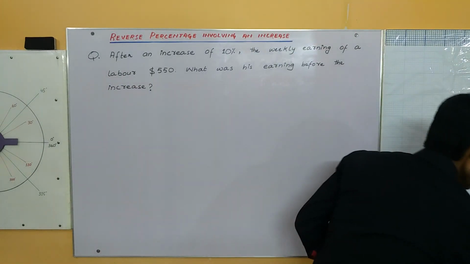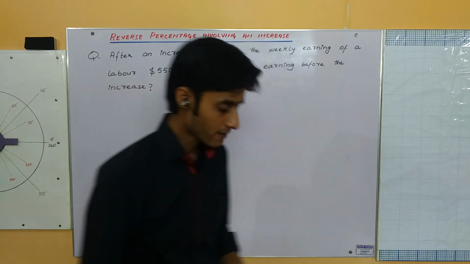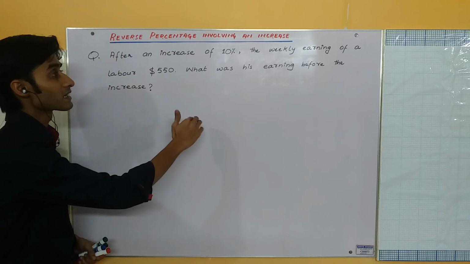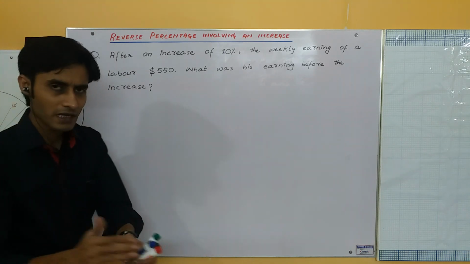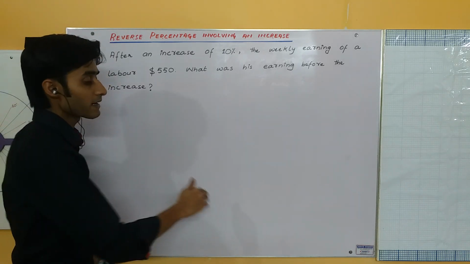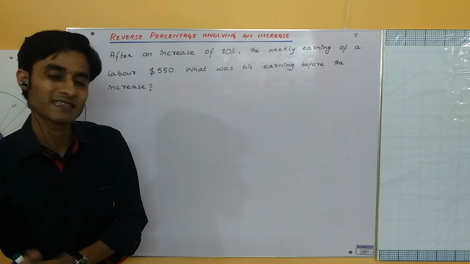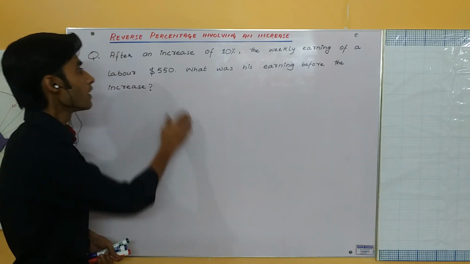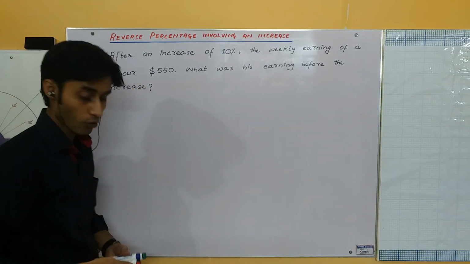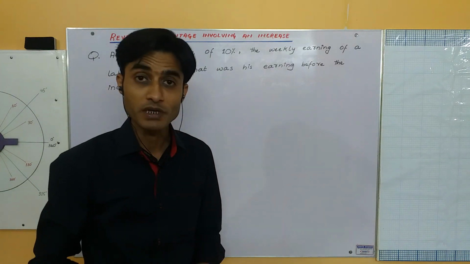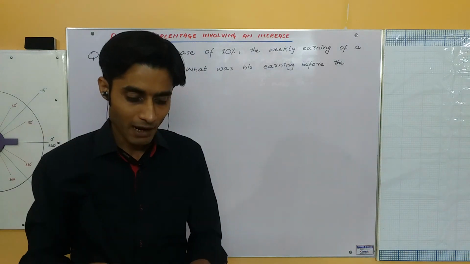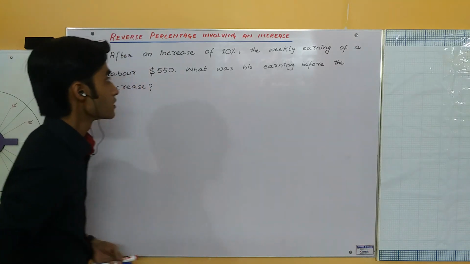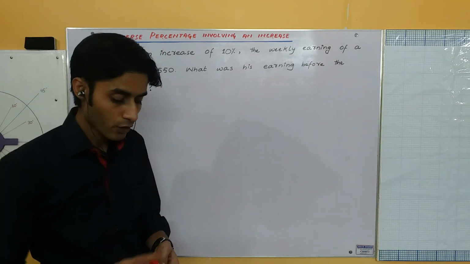So in this situation, you can very well understand that a laborer used to earn something which was increased by 10%. Whatever his earning was earlier, that salary has now been increased by 10%, and the new value now becomes $550. I want you to find out what was his original earning before the increase. So, what do you think we are going to do?